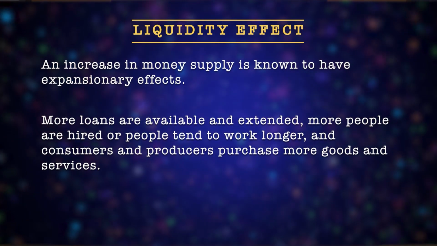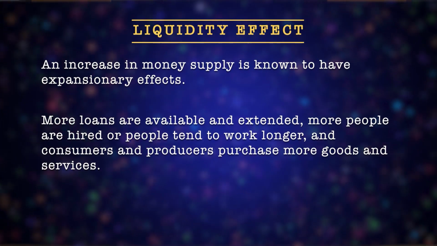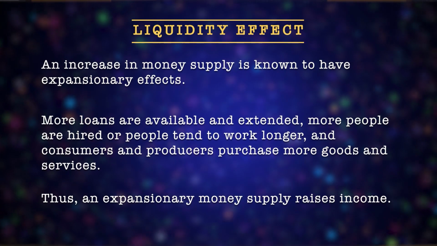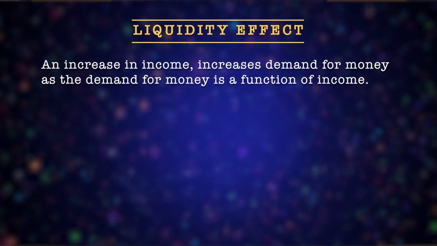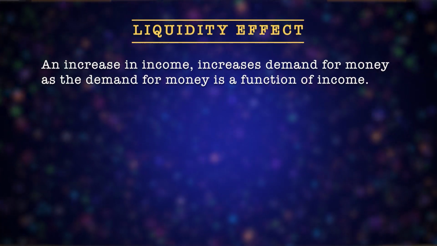So in other words, it's achhe din. You mean people are happy, everything is happy. Okay. So an expansionary money supply raises income in the economy. Now, an increase in income essentially leads to an increase in the demand for money.